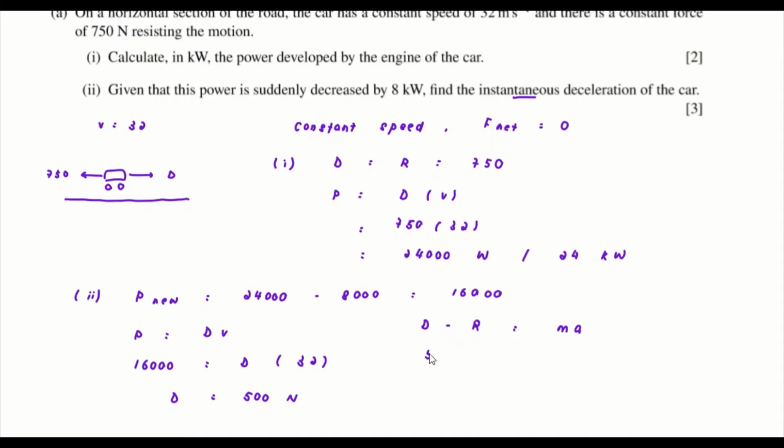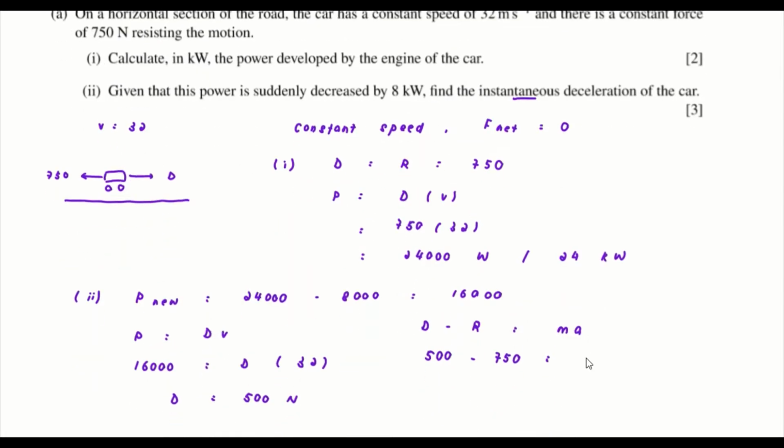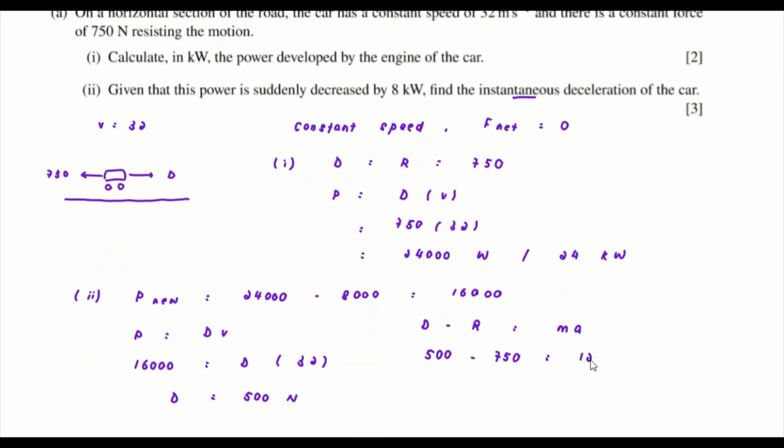So you can get 500 minus the resistance, 750, equal to the mass, which is, what's the mass given here? 1250, and acceleration. Okay, so you can get 1250A is actually equal to negative 250. So you can get A is a negative value. So that is correct because the question already tells us it's deceleration.